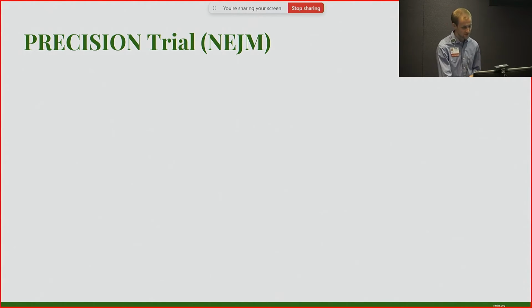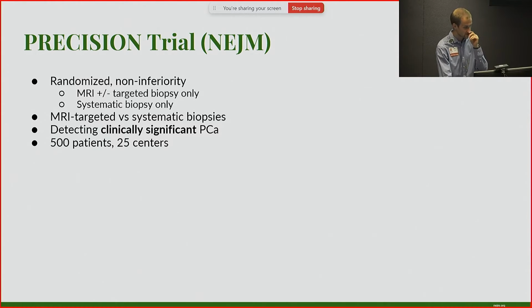So this was a couple years ago in the New England Journal. It was a randomized non-inferiority study comparing MRI with or without a targeted biopsy after having an elevated PSA versus just proceeding with a systematic biopsy only.